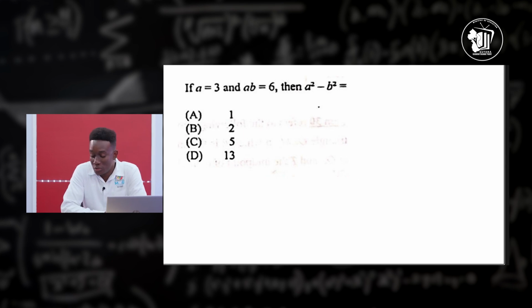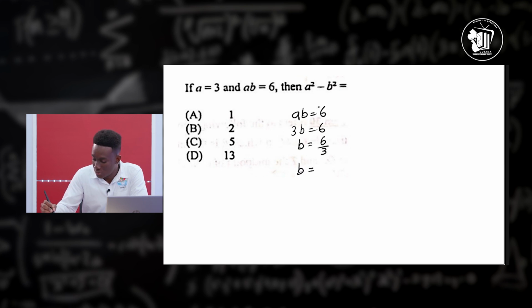If A is equal to 3 and AB is equal to 6, then A squared minus B squared is equal to. So you already know A is equal to 3. Since A is equal to 3 and we know AB is equal to 6, we know it will be 3 multiplied by B is equal to 6. So B would be equal to, since this 3 is multiplying, I take it over, divide, so we'll have 6 divided by 3, hence B is equal to 2.